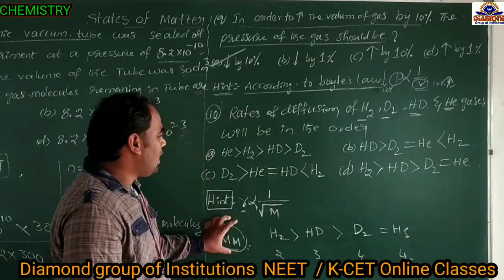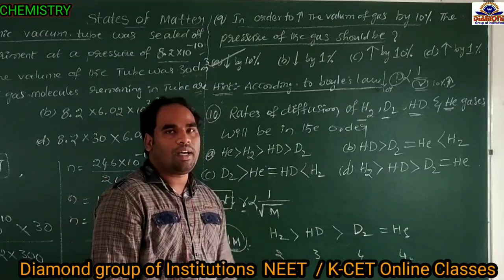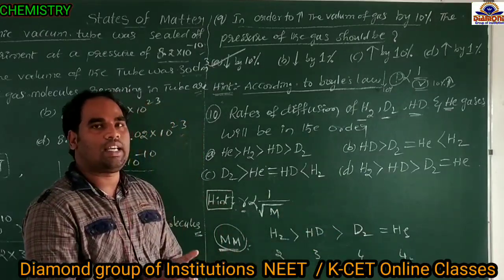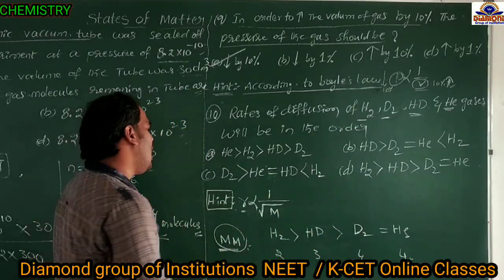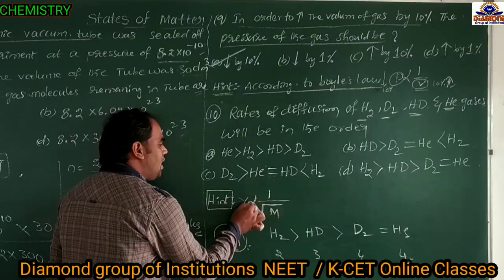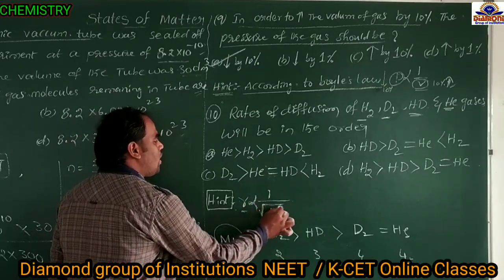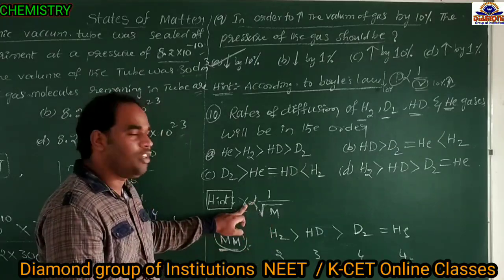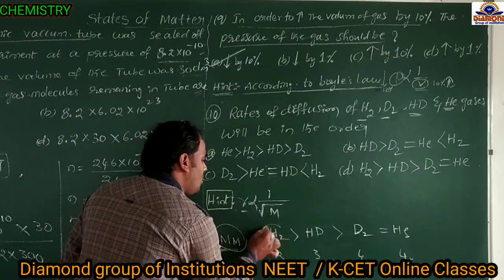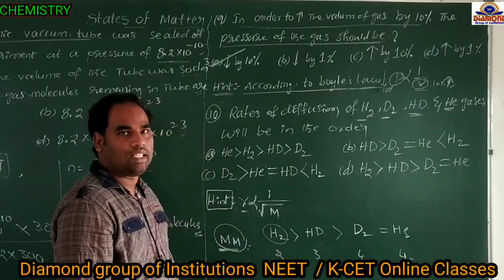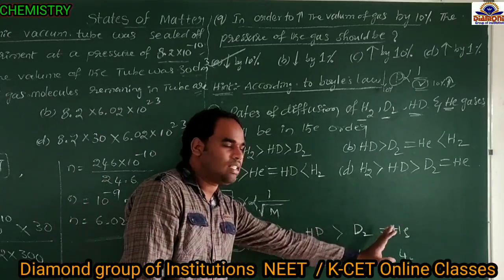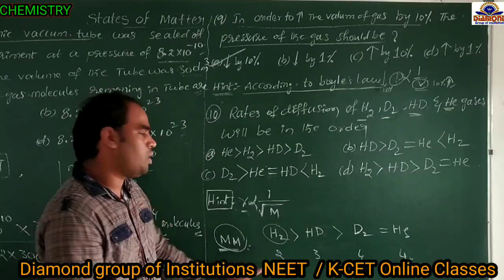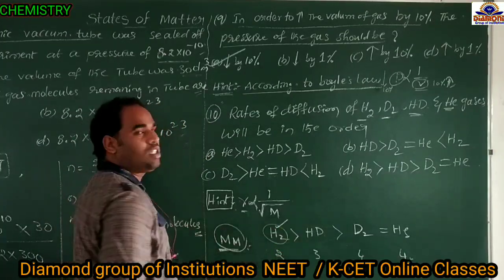So here, molecular mass and rate of diffusion: what is the relationship between these two? Rate of diffusion is inversely proportional to the square root of molecular mass. It means if the molecular mass is less, the rate of diffusion is more. Therefore, hydrogen's molecular mass is less when compared with the remaining gases, so its rate of diffusion is more.